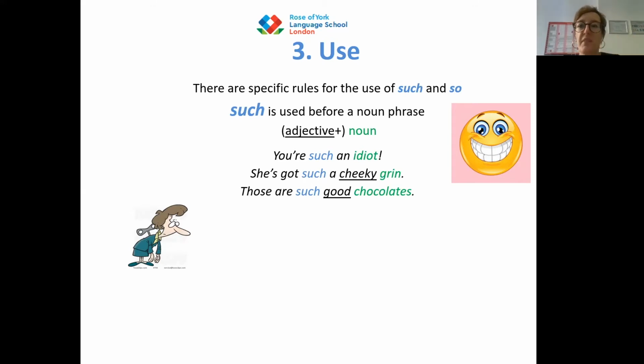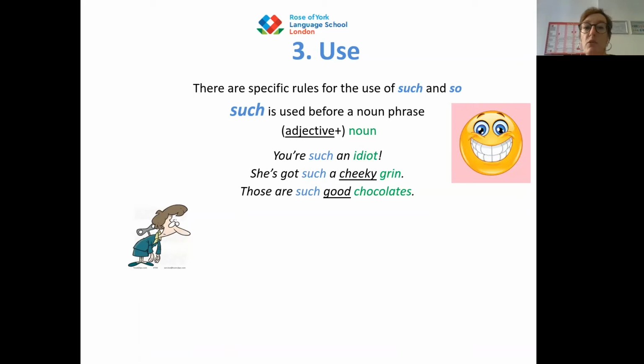What's a grin? I put a little picture there to show what a grin is. So this smile is cheeky because it's asking you for something that you might not want to give, or something a bit difficult to do. Normally, children have a cheeky grin. So they say, "Mommy, Daddy, can I have this?" They look at you cheekily like, "I know you don't want to give me this, but please, can I have it?" Again, it's "such" before the noun "grin."